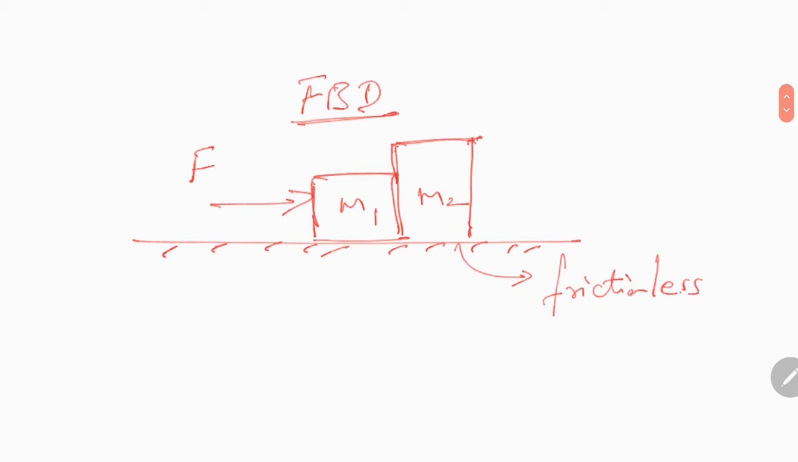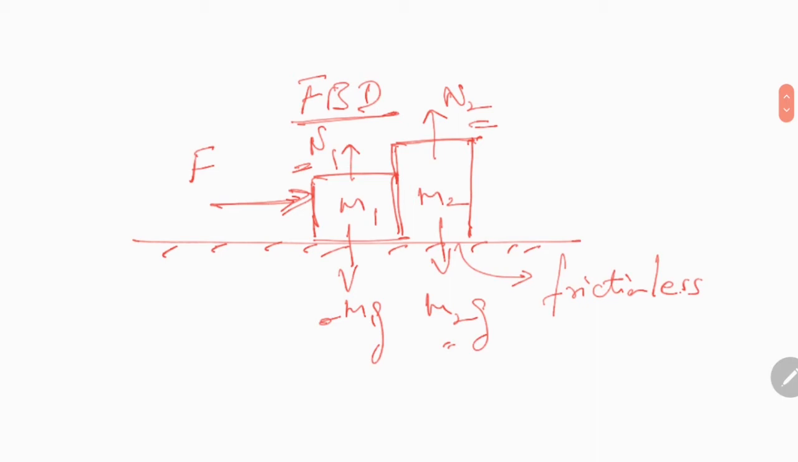Of course, you have m1g acting downwards, you have m2g acting downwards, you have a normal 1 and you have a normal 2. Now, if you see, these are all balanced forces. So we really don't have any unbalanced force on the vertical axis, so we are not going to bother about it. Let's look at what is happening along the horizontal surface. This is where I'll introduce you to how a free body diagram is drawn.